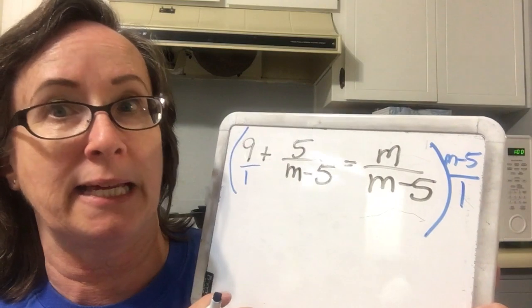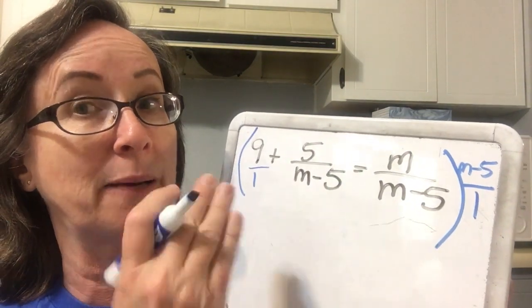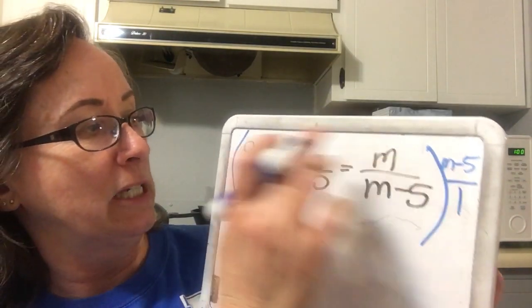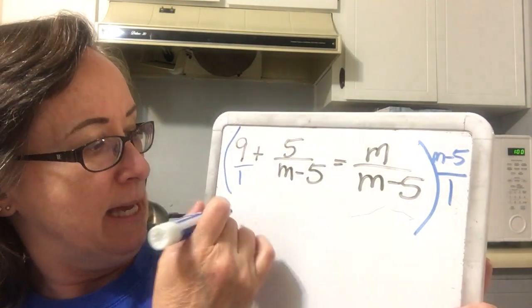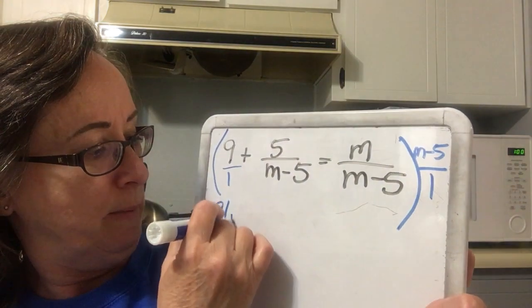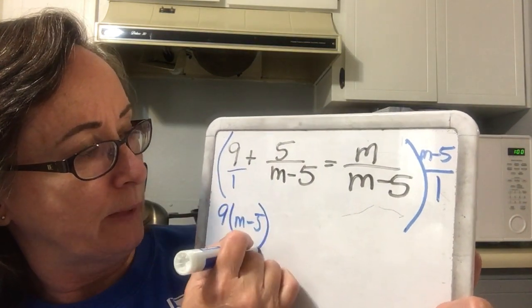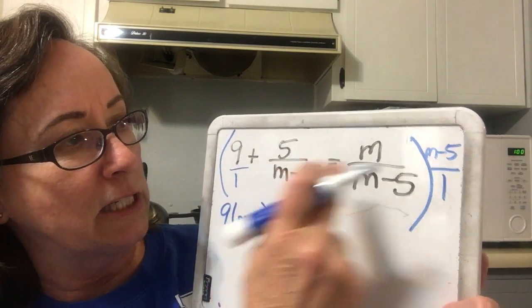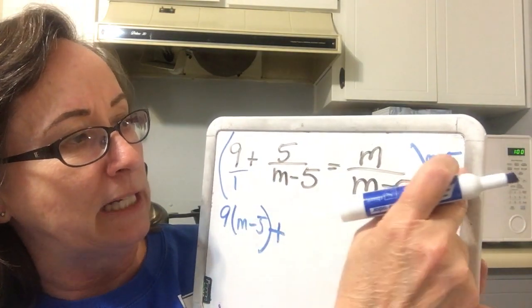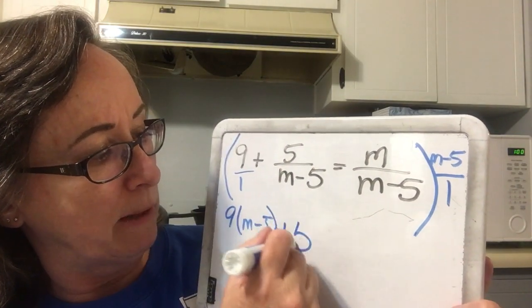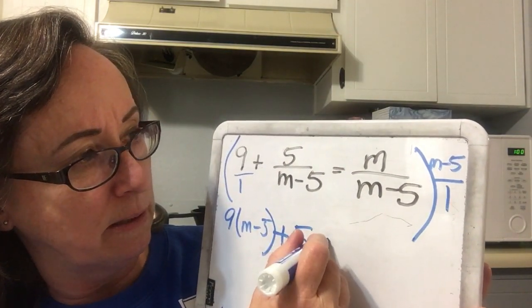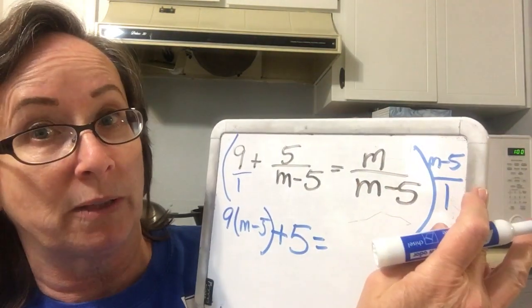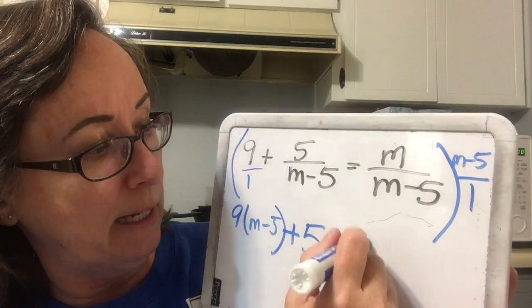It's just because of space that I'm putting it on one side, but I'm distributing everything with m minus 5. So m minus 5 times 9 is 9 times m minus 5, plus 5 over m minus 5 times m minus 5. The m minus 5s will cancel, leaving me with a 5 equals, and here, this one times the m minus 5, the m minus 5s will cancel, leaving me with an m.